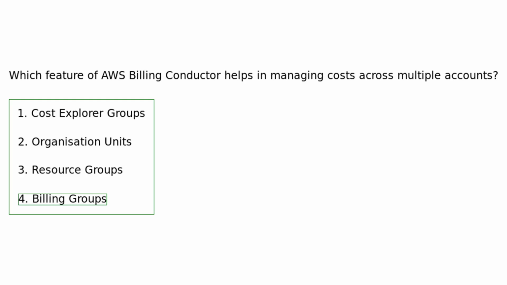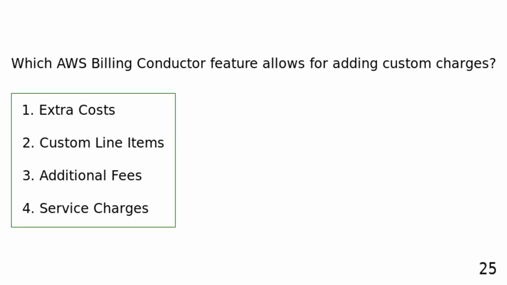Billing groups in AWS Billing Conductor help in managing and consolidating costs across multiple accounts, providing a unified view of expenses. Which AWS Billing Conductor feature allows for adding custom charges?